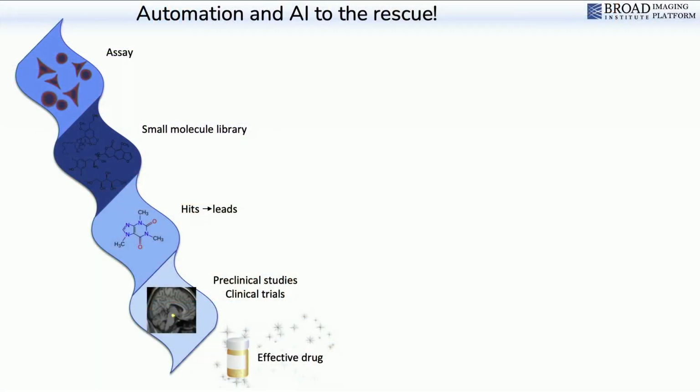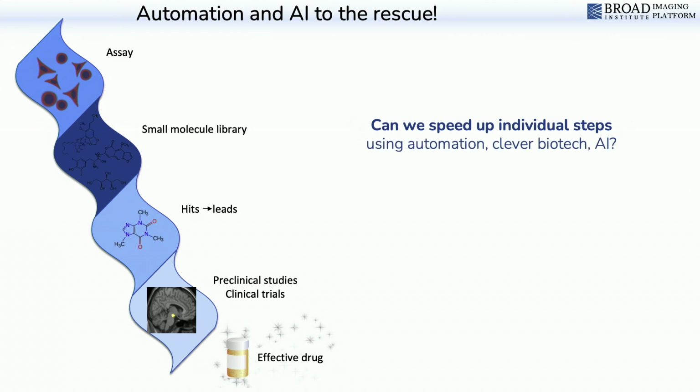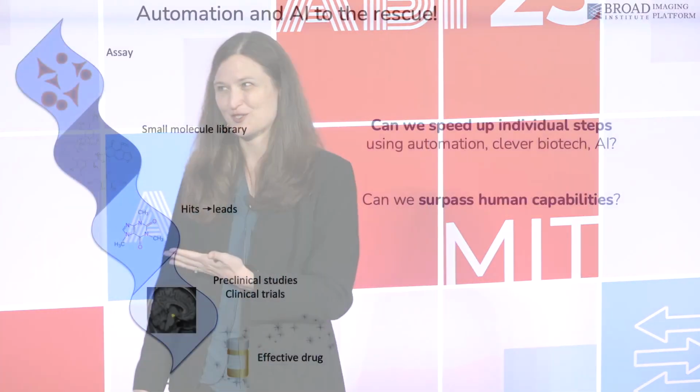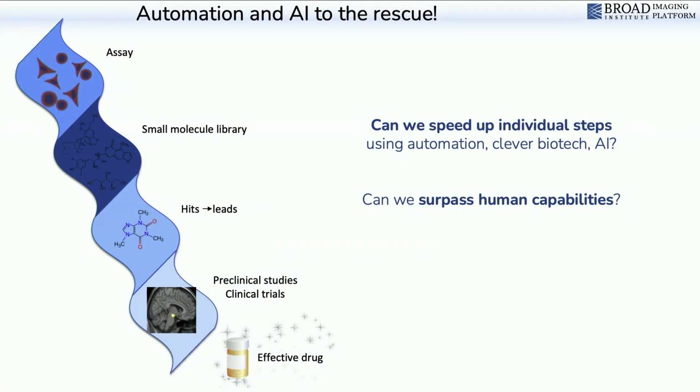So when I launched my lab at the Broad, my mission was to turn this love of automation and computation towards drug discovery. Can we speed up the individual steps of drug discovery using not just the physical automation of the robotics, but also clever biotechnology techniques and also AI? And can we even surpass human capabilities? This is the real excitement that we heard this morning from Mark, as well as yesterday from Eric Topol and many others. That's the real excitement here: can we do more than what we could do if we didn't mind tedious work so much?